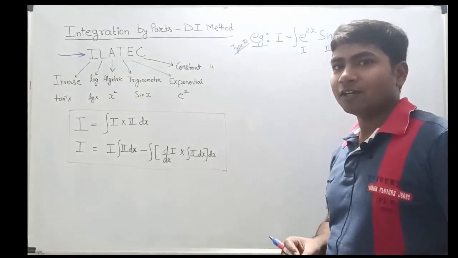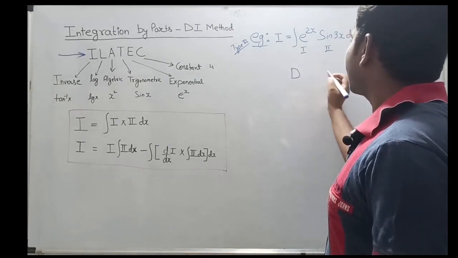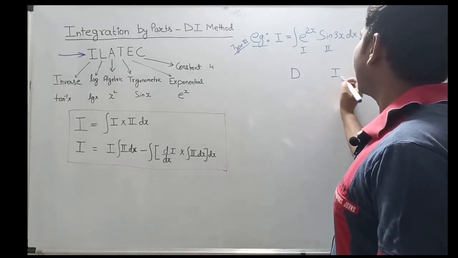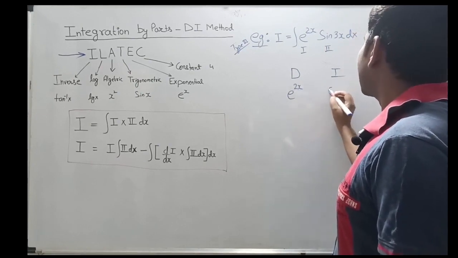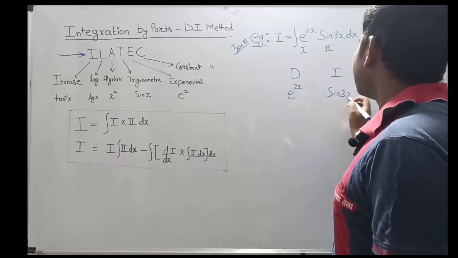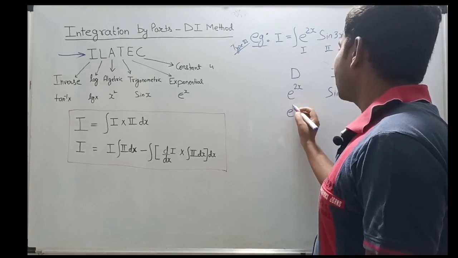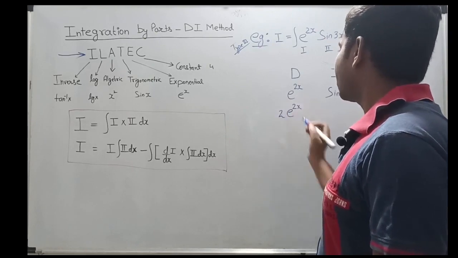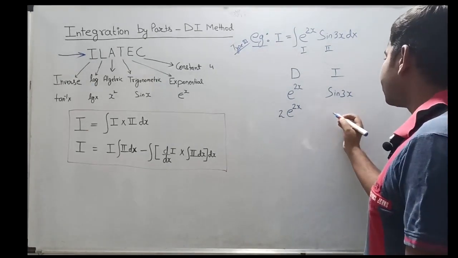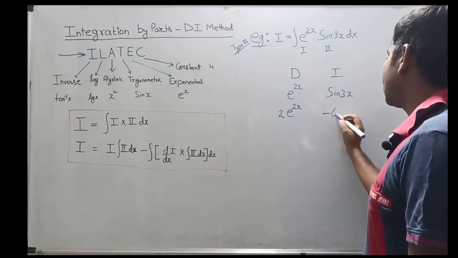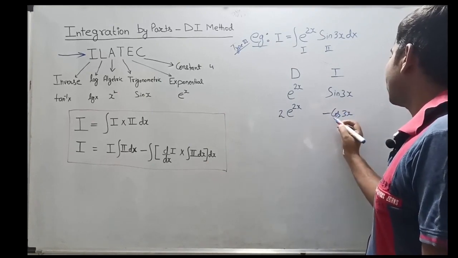I am doing it another way. So similar to the previous problems, we have to write d and then I: e raised to power 2x and sin 3x. So we have to differentiate this function. It will come 2e^2x. If we integrate the sine function, as you all know, it will come minus cos 3x by 3.